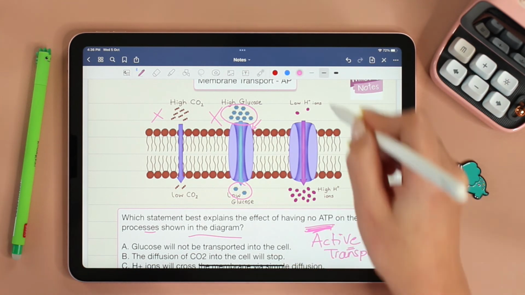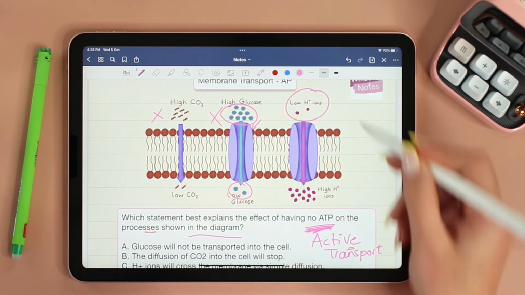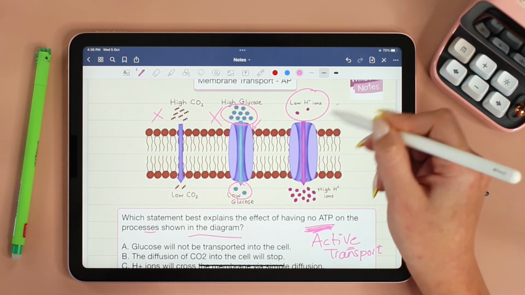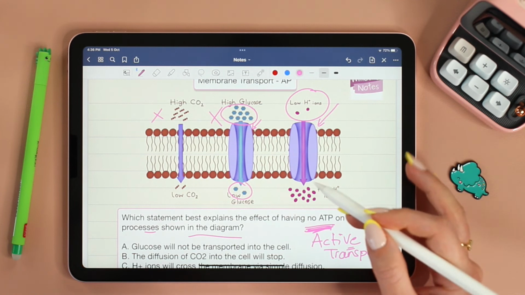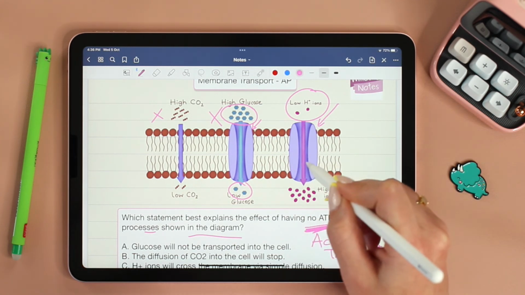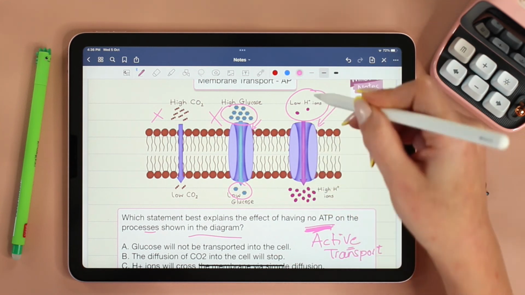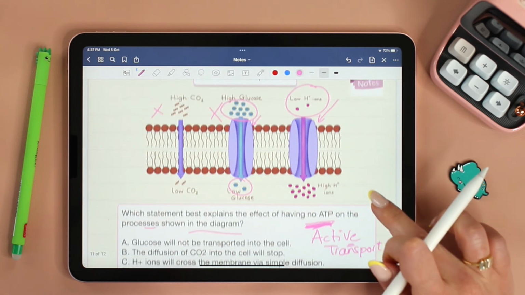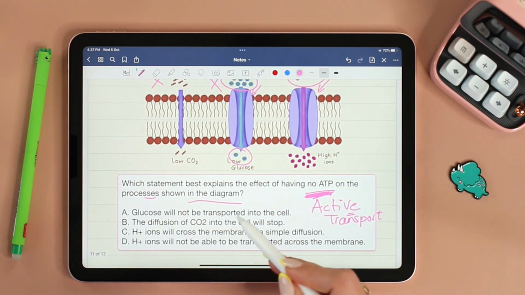So we're left with hydrogen ions. The hydrogen ions are going against the concentration gradient. This is a typical case of active transport. So if there's no more ATP, then the pump will not have the energy to pump the hydrogen ions against the concentration gradient. So let's look at the choices. Glucose will not be transported. No. The diffusion of CO2 into the cell will stop. We said no.